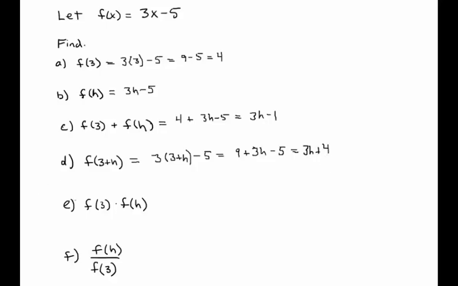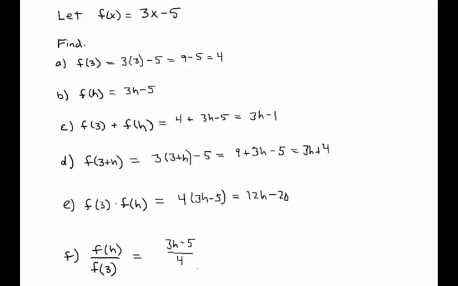In E, we want to find f of 3 times f of h. And again, we've already found f of 3, and that was equal to 4. And f of h was equal to 3h minus 5. And when we multiply the 4 through the parentheses, we get 12h minus 20. In F, they want us to find f of h divided by f of 3. And f of h is equal to 3h minus 5 divided by f of 3, which was equal to 4. So this one is complete.